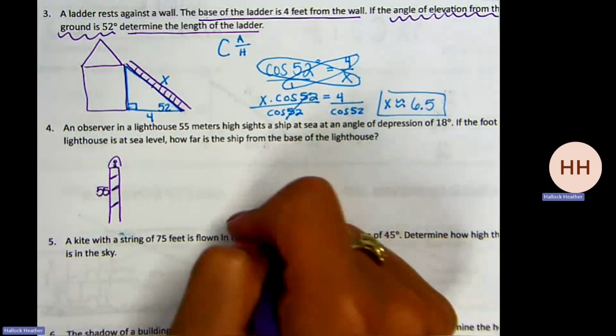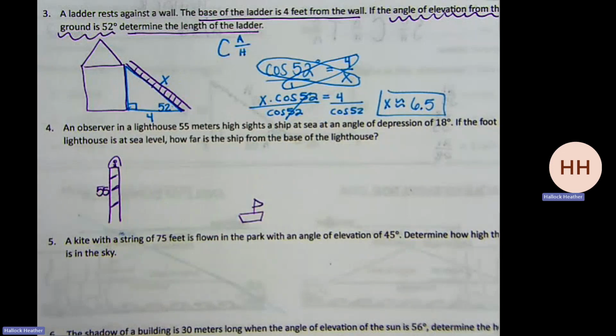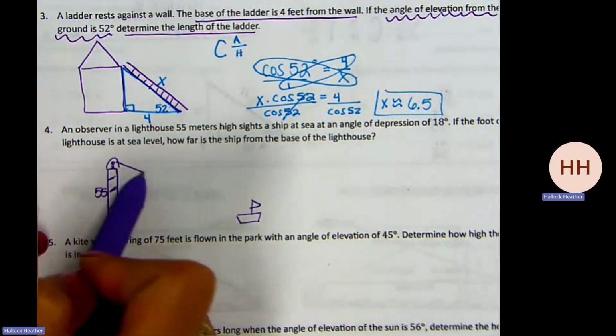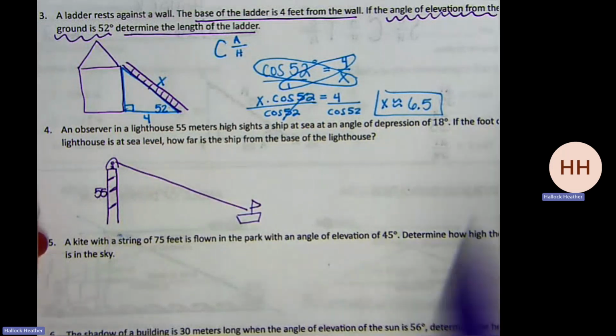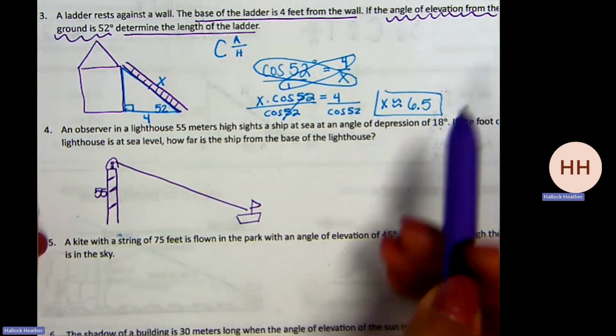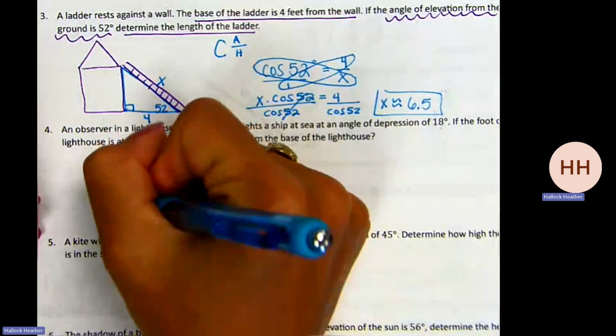I spot a ship. Here's my ship. It's really like a sailboat, but whatever. There's my sailboat. I spot the sailboat in the distance. So that's why it's an angle of depression, because I'm looking down, because I'm higher than the other object. The angle of depression is 18 degrees. So you're forming a right triangle. I have my right triangle. Here it is.